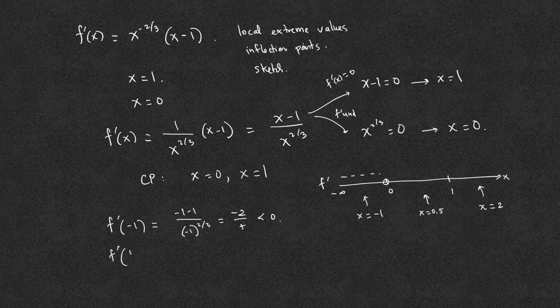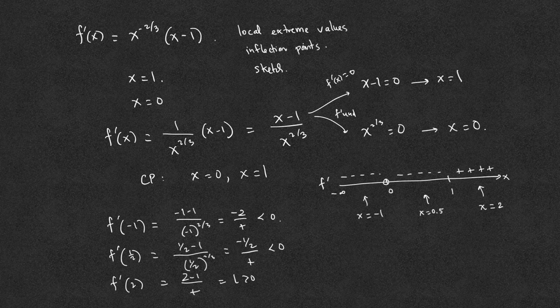We then plug in 1/2 into the first derivative, and we have the numerator is x minus 1, so 1/2 minus 1, and the denominator is 1/2 raised to the 2/3. The numerator is a negative number, and the denominator is positive, and so we end up with a negative sign for f prime. And then we plugged in 2 into f prime. 2 minus 1 over a positive number, which is 1, and so f prime is positive.